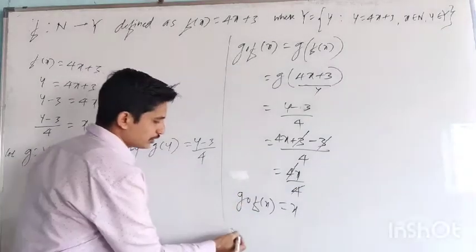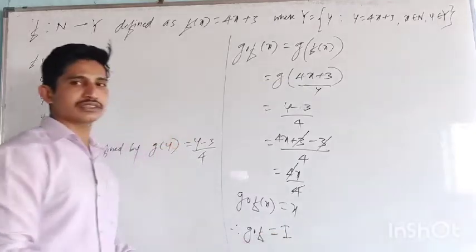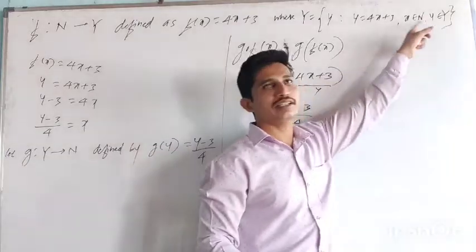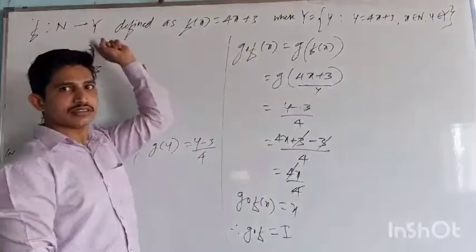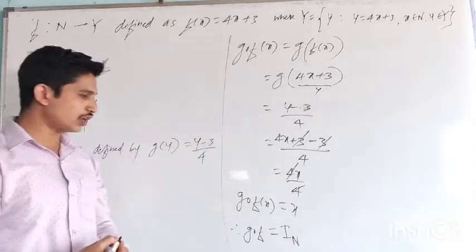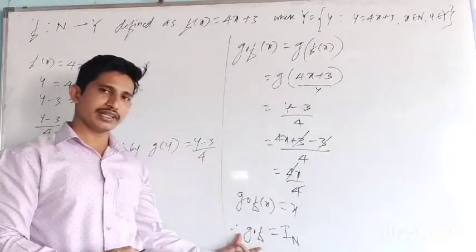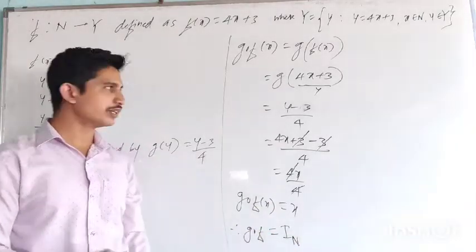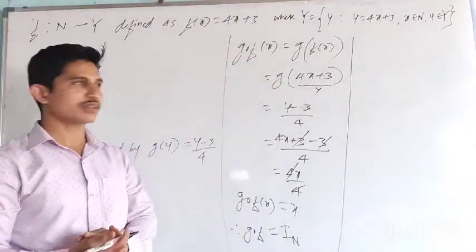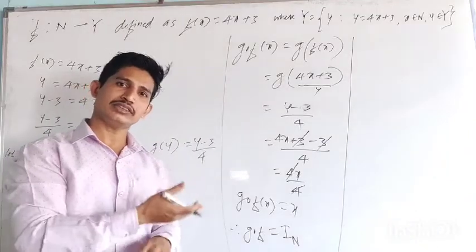So therefore, this g composition f is the identity function. X is in which set here? X is in the N set, meaning x is in the first set. Therefore, it is the identity of set N, because the x value is there in the set N. So the first one is over. G composition f is over. Now solve the second composition, f composition g.